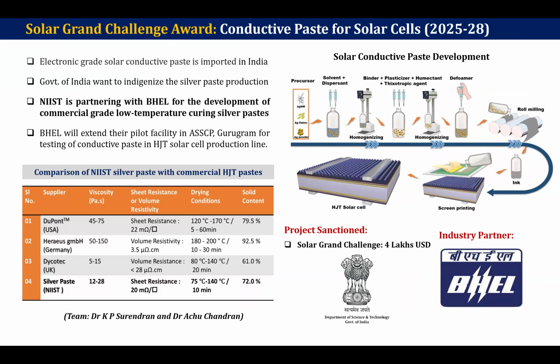So very recently, we have received a Solar Grand Challenge Award from DST. It is costing around 4 million US dollars, that is approximately 350 lakhs. And in this particular project, we are partnering with BHEL for the development of commercial grade low temperature curing silver paste.